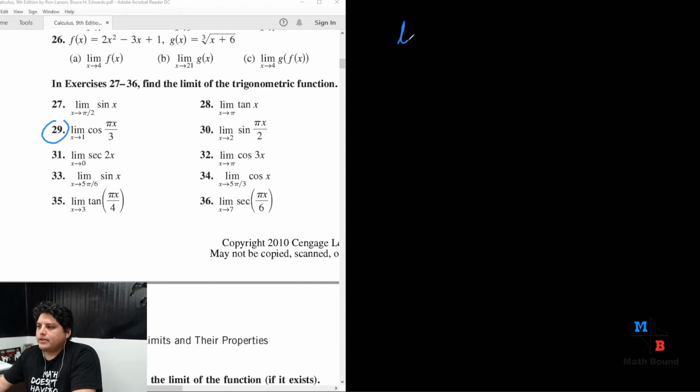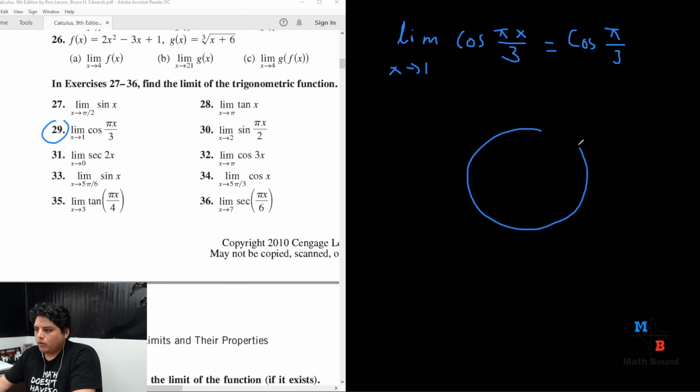It's saying, what is the limit as x approaches 1 of cosine of pi x over 3? Well, we're just going to plug in the number 1 into the expression. So that is going to be equal to cosine of pi over 3, right? Because 1 times pi over 3 is still pi over 3. But what is the cosine of pi over 3? Again, unit circle.